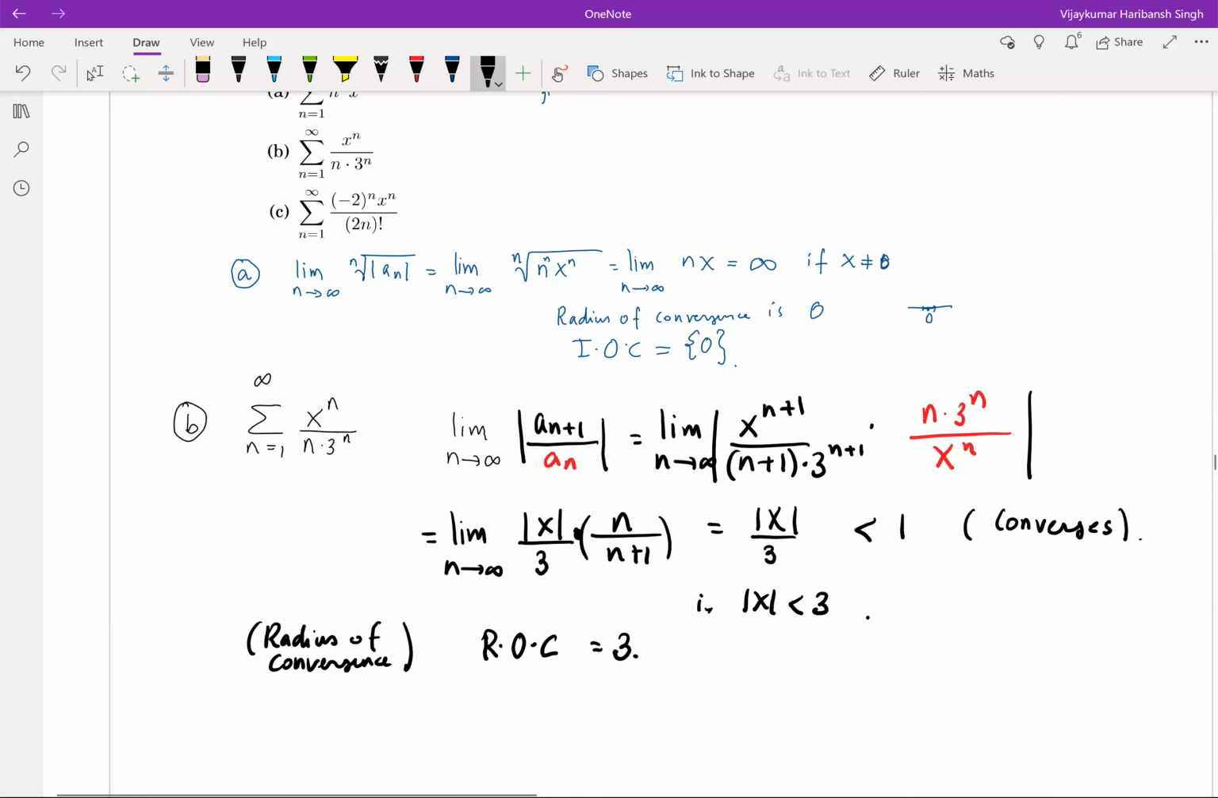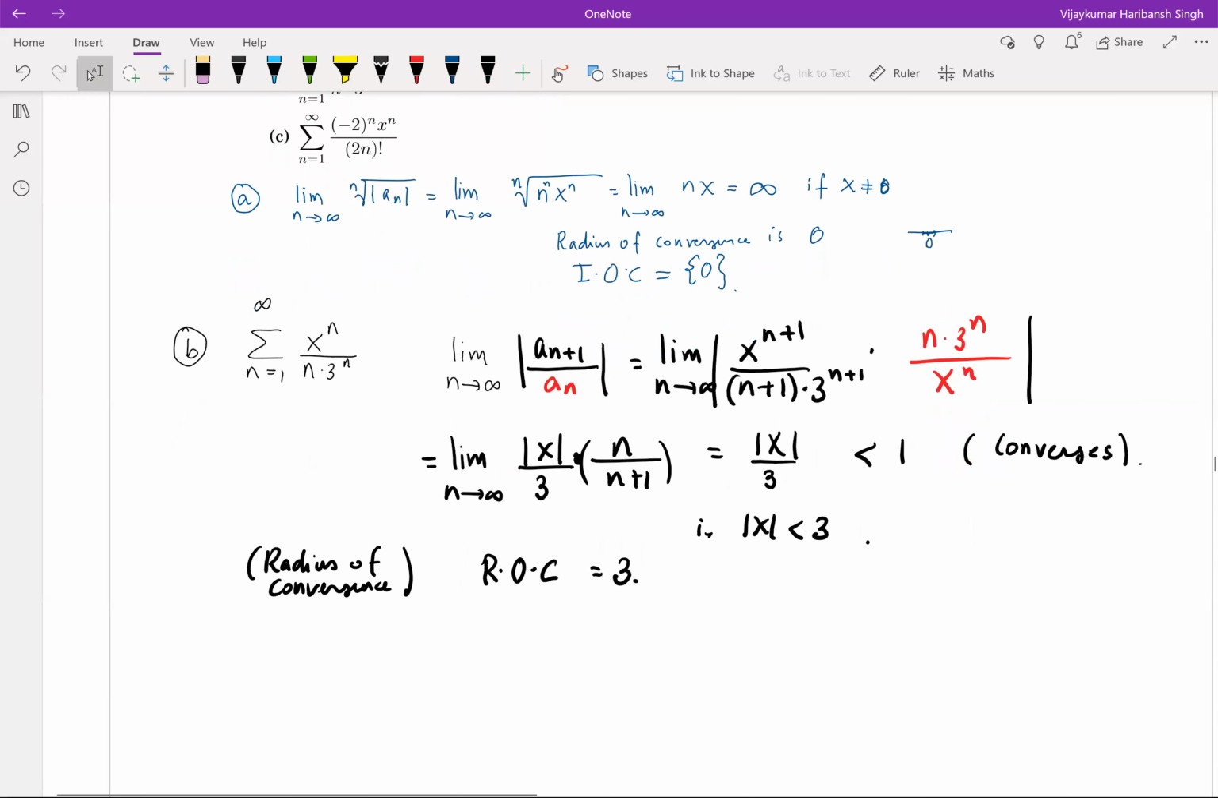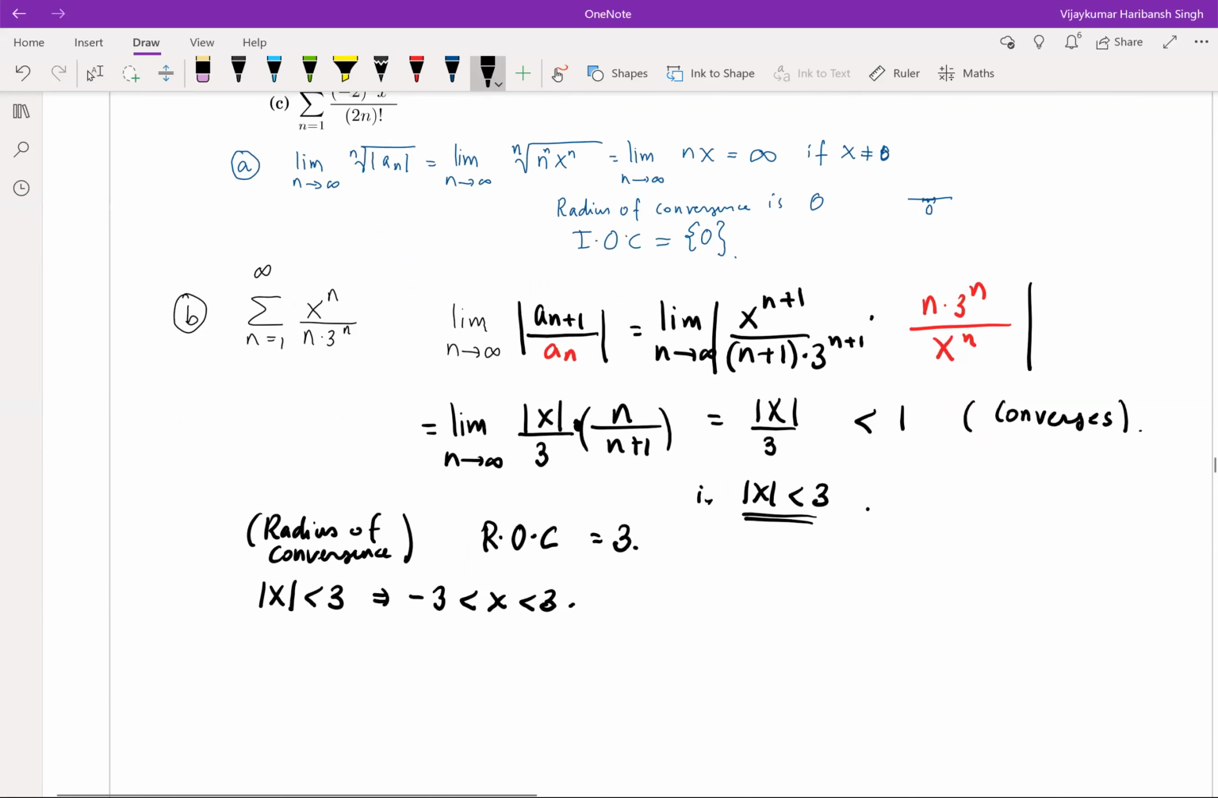Okay. Now the next step is to find the interval of convergence. For the interval of convergence, we will basically take this and expand. We'll get absolute value of x less than 3, which implies minus 3 less than x less than 3. Okay. So here the convergence inside is guaranteed. And now the next step is to check the endpoints.